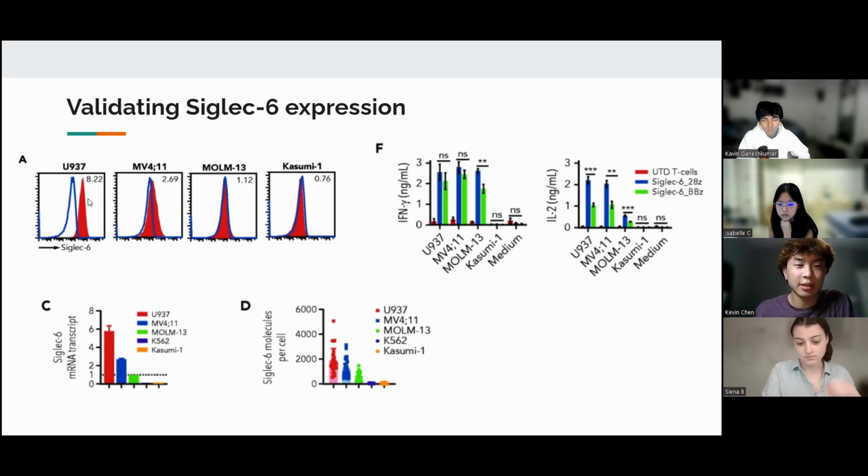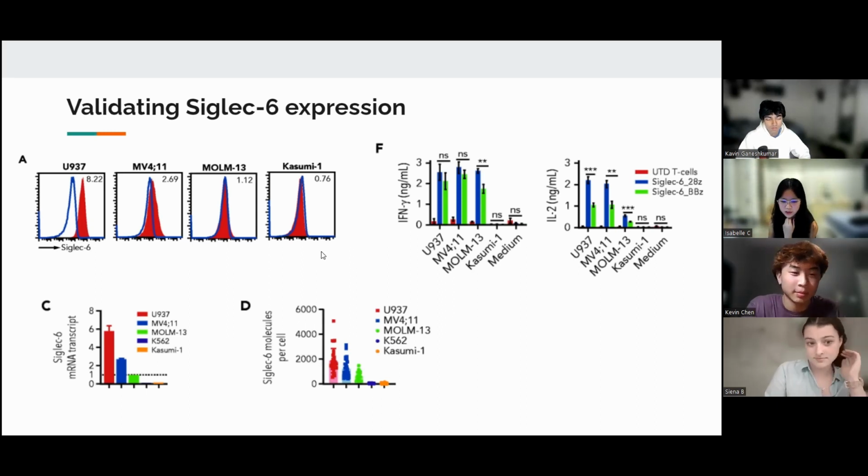And basically, you can see this red peak is farther along than the blue peak. So in this U937 cell, there were higher levels of Siglec-6 than the isotype, meaning it's a pretty strong leukemic cell. And other cells that they used in the study, MV411, MOLM13, Kasumi1, I think that was a control cell, but MOLM13 and MV411, they were also leukemic cells, but expressing Siglec-6 at a lower level. And then the other figures are basically showing the same thing, that they're validating Siglec-6 in these AML lines.